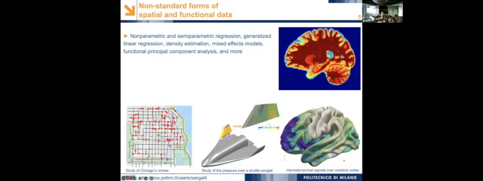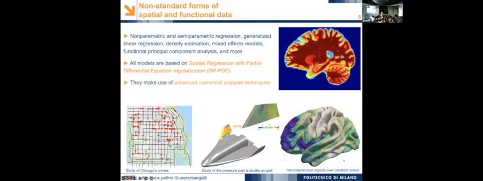The class of models that I will present is by now pretty rich. It includes non-parametric and semi-parametric regression, generalized linear regression, intensity and density estimation, functional principal component analysis, functional partial least squares, and other methods. They are all built on a common building block that is a regression problem with a regularizing term that involves a partial differential equation defined over the domain of interest. All the estimation problems are solved resorting to numerical analysis techniques such as finite element analysis or isogeometric analysis based on advanced spline basis. And everything is coded in an R C++ library that is available from CRAN.